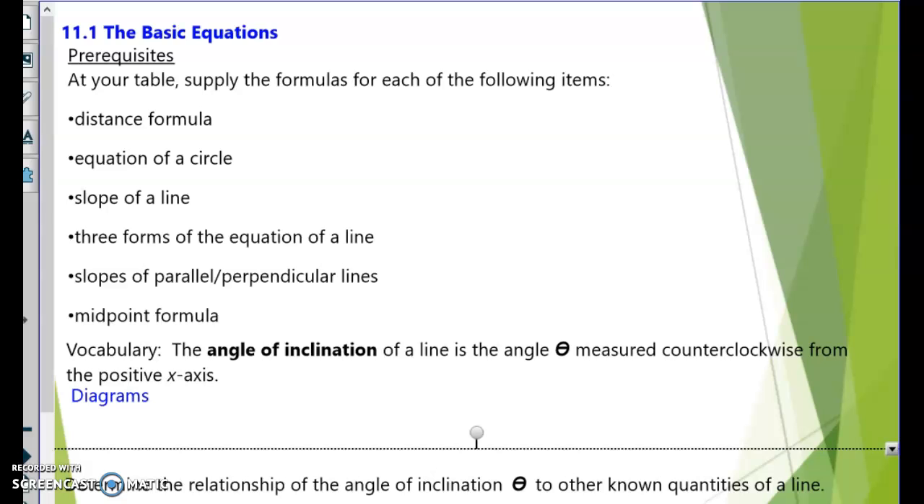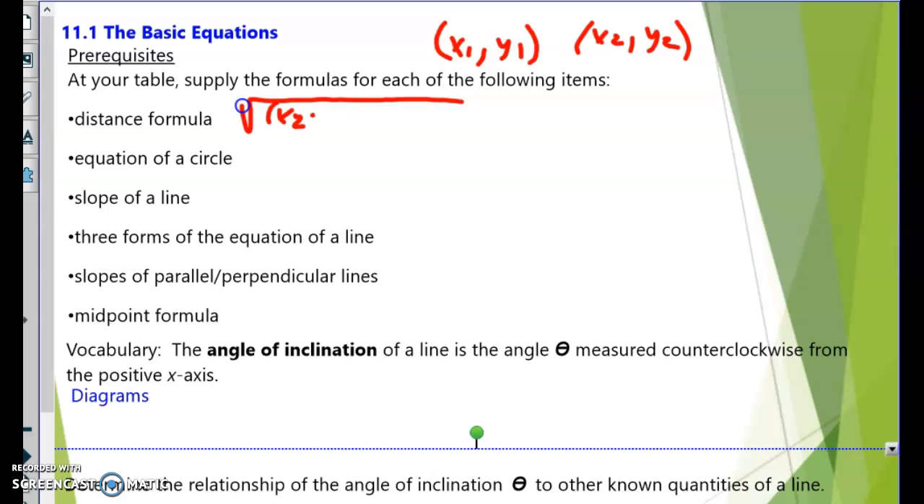Well, welcome to lesson 11, and we're going to start out with some review stuff just to make sure we have some of this stuff down before we get to the new stuff. Let's start out with the distance formula. Given the points x1, y1, x2, y2, the distance formula is the square root of x2 minus x1 quantity squared plus y2 minus y1 quantity squared.